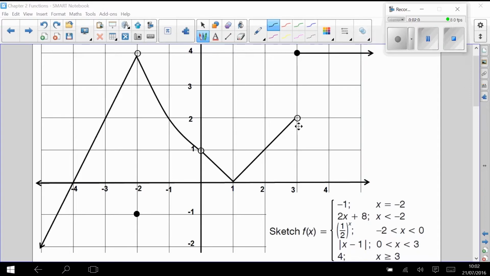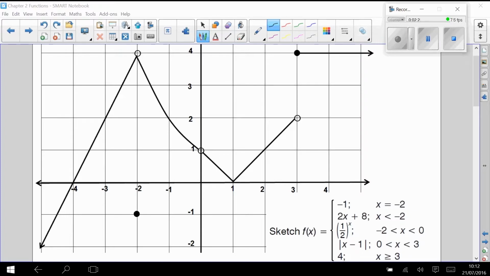And lastly, from when x is 3 and including that value, my part of the split function is going to be when y is equal to 4. So that's a horizontal line moving towards when x is infinity along the line of 4.